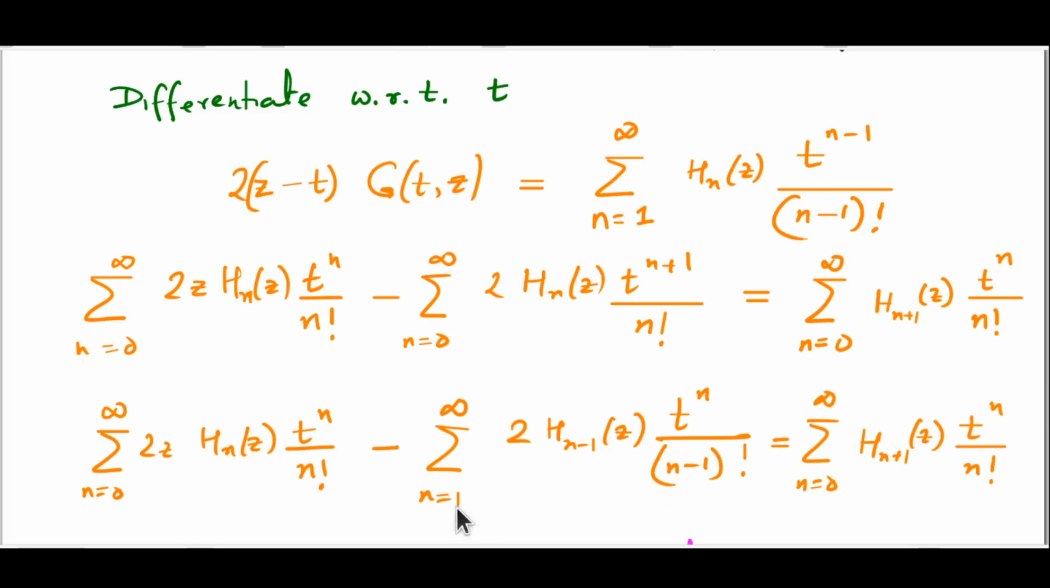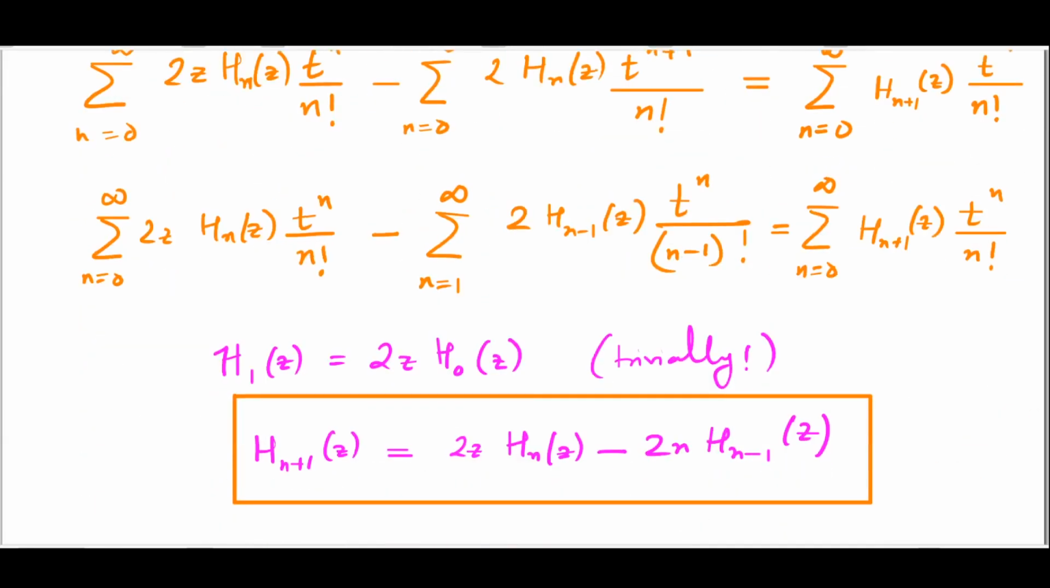And if you just take the coefficient of t to the n on both sides now, and of course you can do this only for n equals 1 and above, because that's the only common range of the three sums. For n equal to 0, you simply get 2z h0(z) is equal to h1(z), which again is trivial because we know h1(z) is 2z and h0(z) is 1. So this is trivial, but the non-trivial result that you get is valid for n greater than or equal to 1.